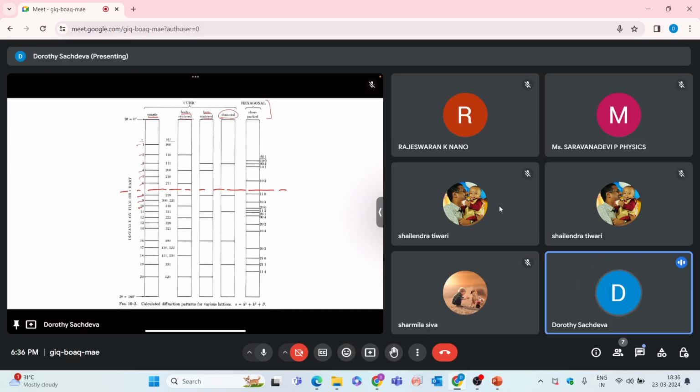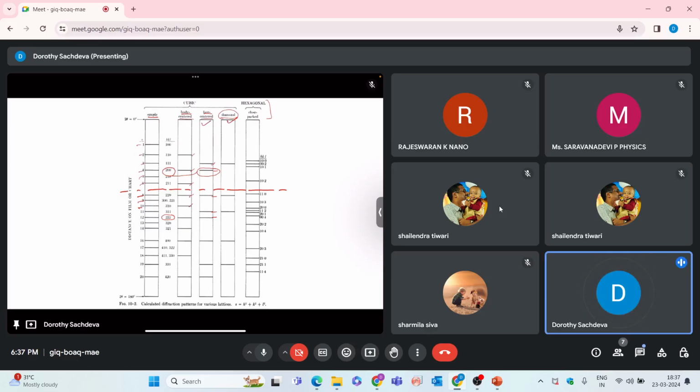For body center, you will have 2, 4, 6, 8, 10, like that. And for your face center, you can see you are having the reflections along 3, 4, 8, 11, 12, and so on. And for diamond, this 4 1 is missing because this 4 1 corresponds to 200, and also this 12 1 corresponds to your 222. So these reflections are present for your face center but are absent for your diamond cubic system.